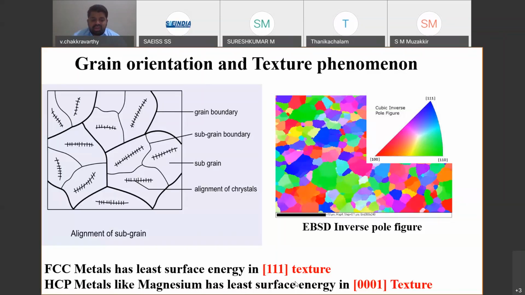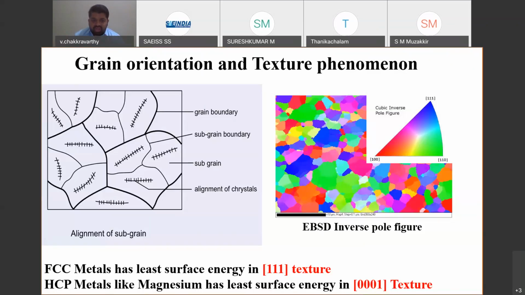Okay, for example, if you are dealing with an HCP material, hexagonally closely packed material, like magnesium or titanium, the surface energy would be very low if it is oriented in the 0001 direction. So if you take an EBSD graph, you could generate this kind of pole figure. Through this pole figure, you could tell whether your material is corrosion resistant or not, because these are well proven facts. For FCC metal, the triple one texture is more corrosion resistant. For HCP material like magnesium, the 0001 basal texture is more corrosion resistant. So based on this texture also, you could evaluate the corrosion resistance of your material.